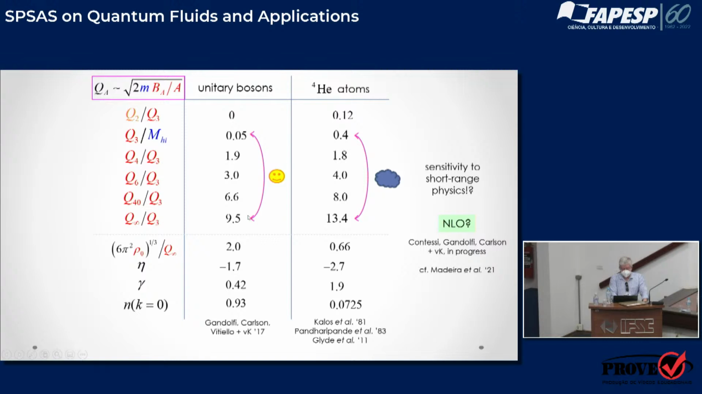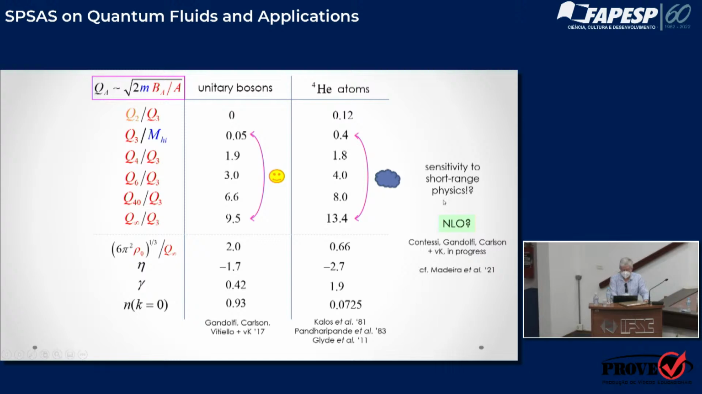And you see that in the case of the infinite unitary boson case, Q infinity is still the typical momentum at infinity, still smaller than the breakdown scale by a factor of 2. 9.5 times 0.05, so about 50.5. But for helium 4 atoms, you might expect that the theory breaks down somewhere here in the middle, so that the helium 4 atoms are probably outside the effective field theory. In other words, the matter is sensitive to short-range physics.